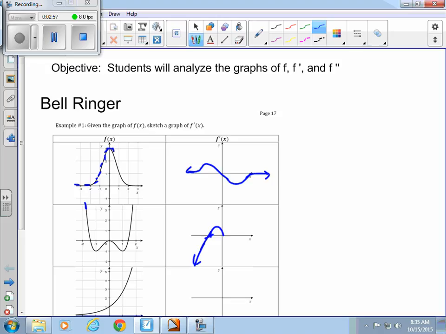What happens after 0? It's negative. Is it negative for very long? No, only to about 1, right? So it has to curve back up and be positive again. Does it make sense that a quartic would give us a cubic derivative?